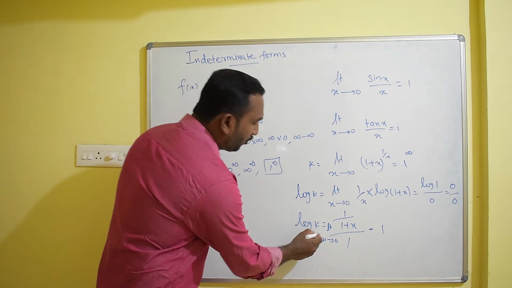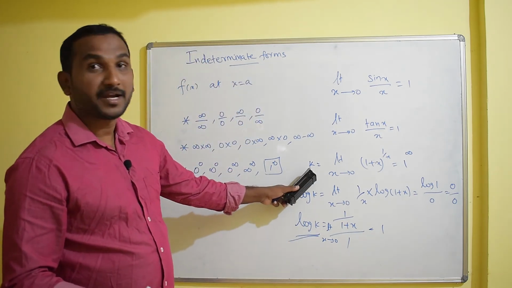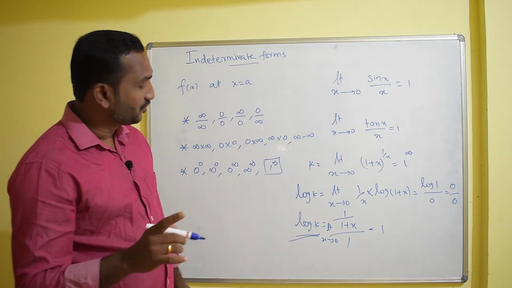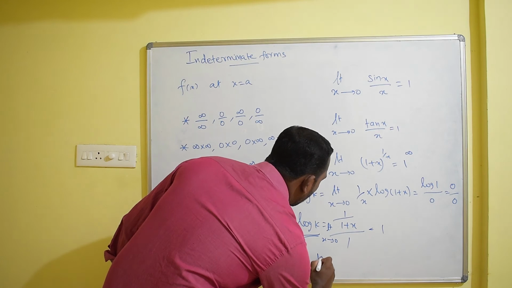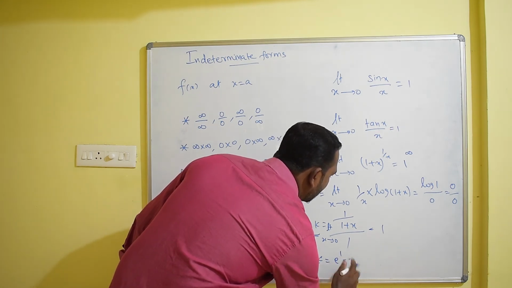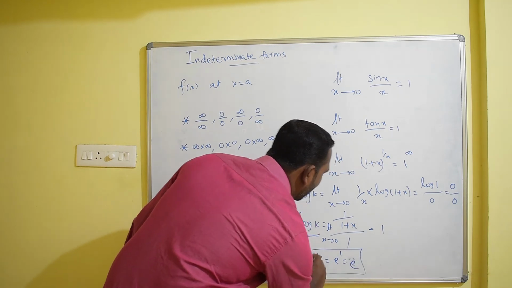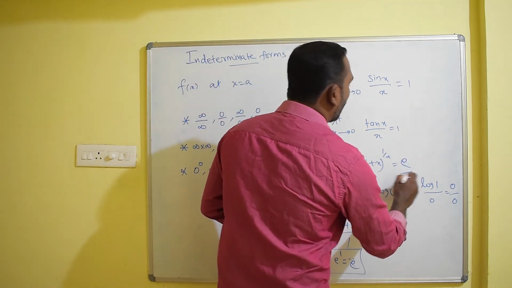But look at this value. This is for log k, but we want to find only the k value. So I am going to take exponential on both sides. So k is equal to e power 1. So that value, yes, I got it, e. So that's the reason why they told that this value will become e.